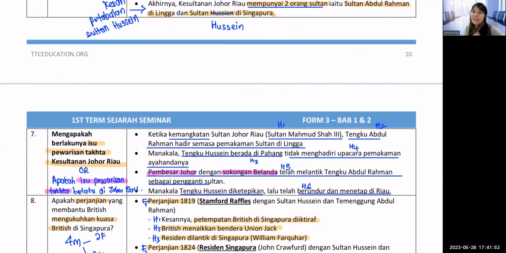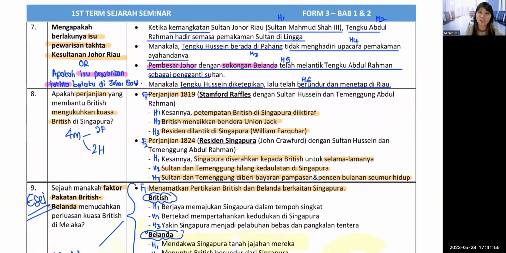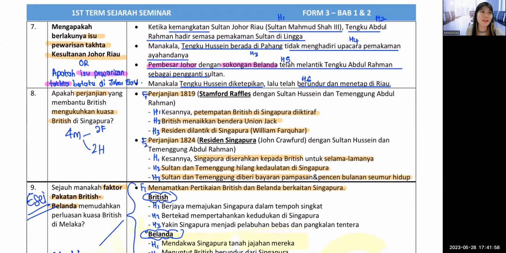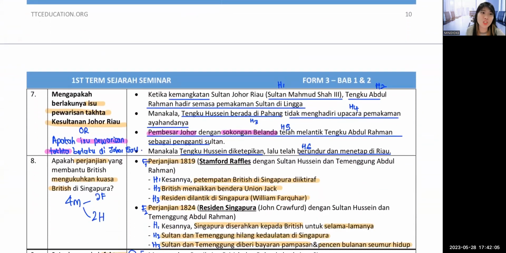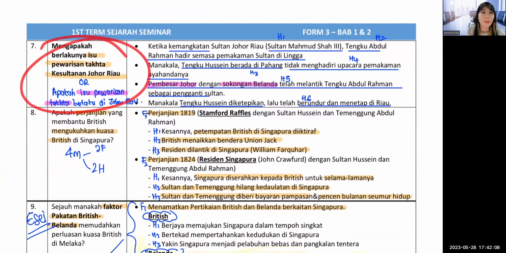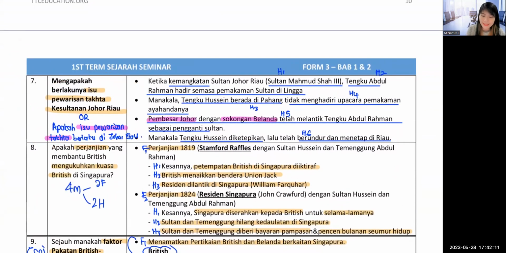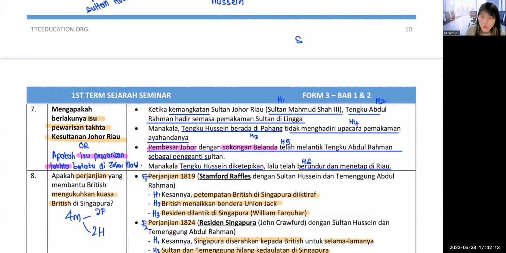Okay, now we move on into the next one. Go to our question 7. According to question 7, look, mengapakah berlaku isu pewarisan takhta? Why is there a throne problem that allowed the British to manipulate? You can talk about the table, the diagram. Basically, it's like this. The Sultan of Johor Riau at that time is called Sultan Mahmud Shah III. And basically, he has 2 sons.